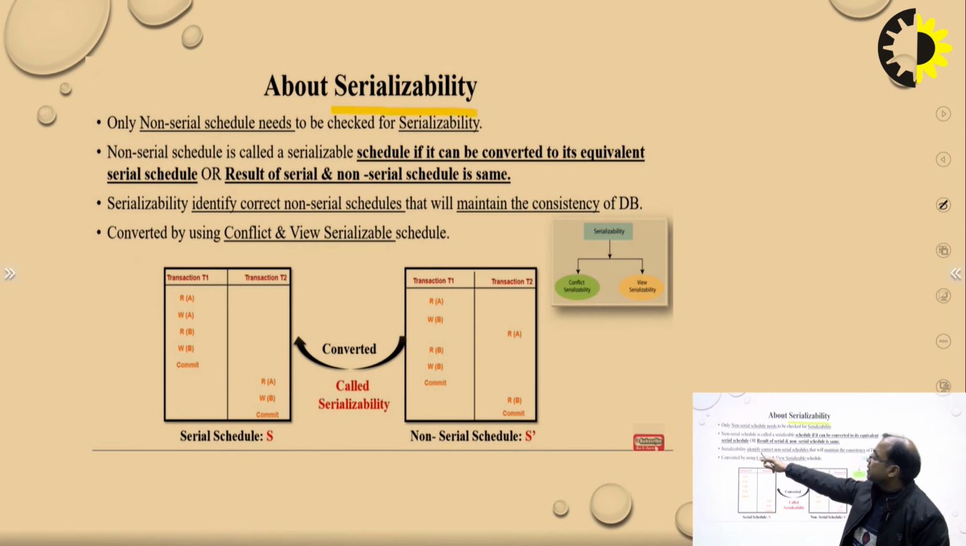Next, serializability identifies the correct non-serial schedules, and that maintains the consistency of the database. So it is important to maintain consistency with the help of serializability identification. Next, we can convert them by using conflict and view serializability. How do we convert these to serializable with the help of conflict serializable or view serializable schedules?